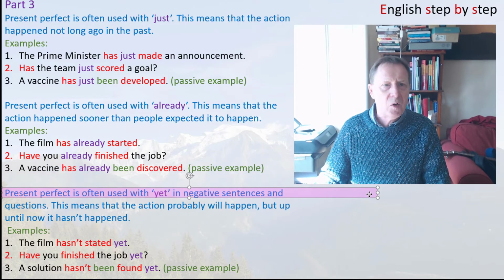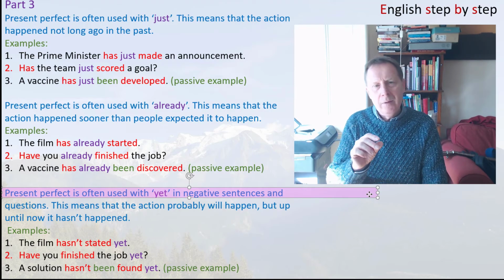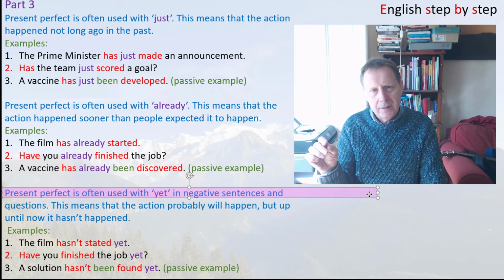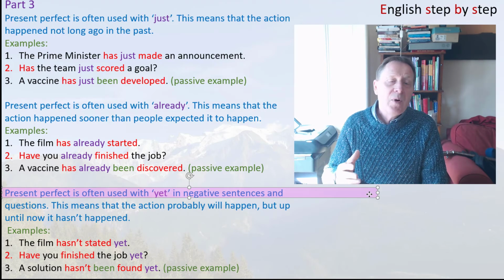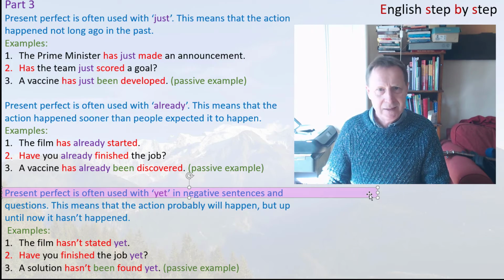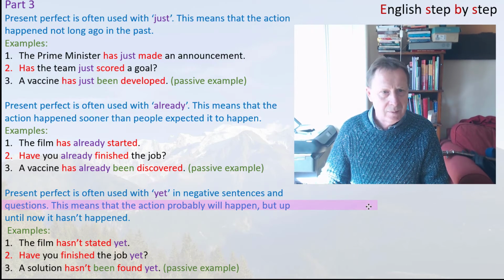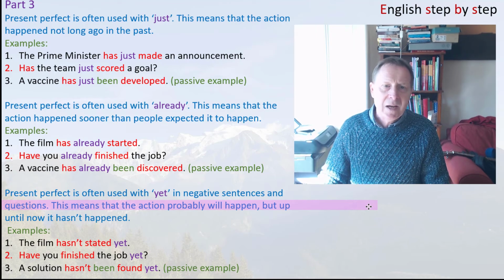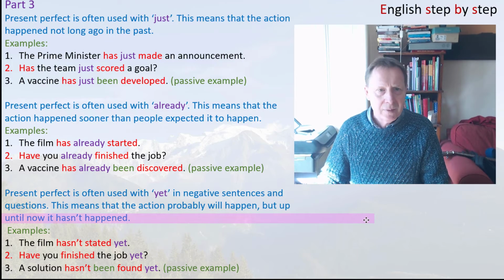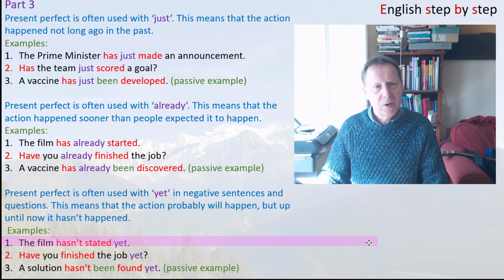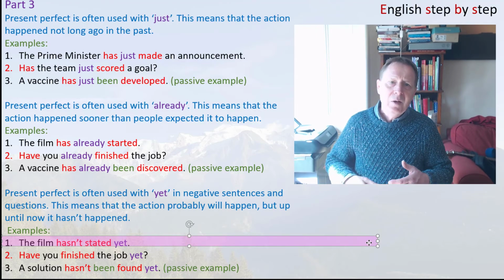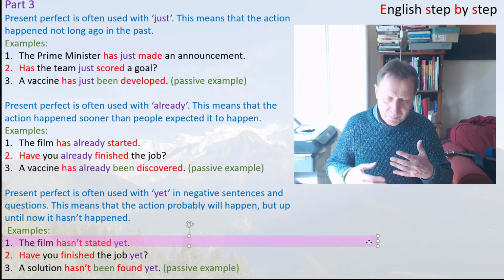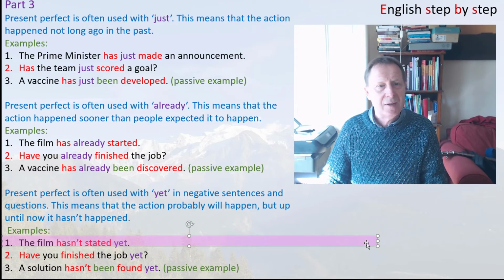Now, present perfect is often used with yet. Now, this usually goes at the end of the sentence or at the end of the clause in a sentence. So, present perfect is often used with yet in negative sentences and also questions. This means that the action probably will happen, but up until now, it hasn't happened. So let's look at some examples to clarify this. The film hasn't started yet. Now that means we're expecting it to happen because it's probable, but it hasn't started yet.